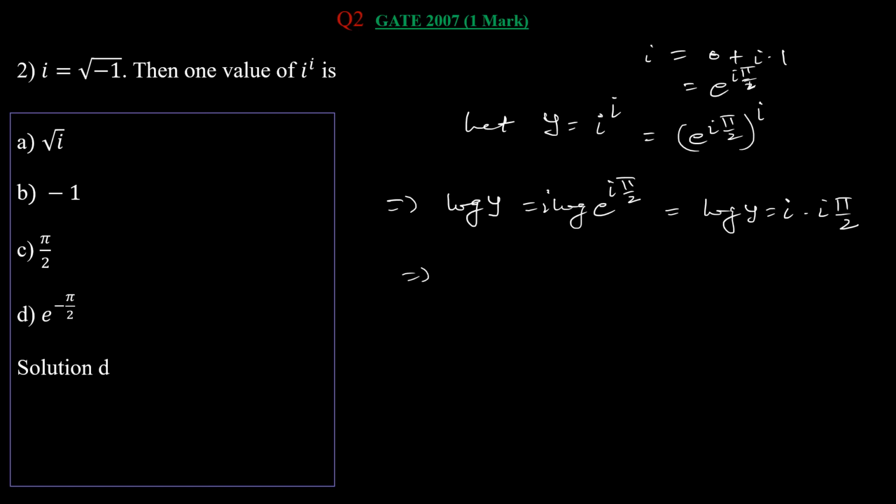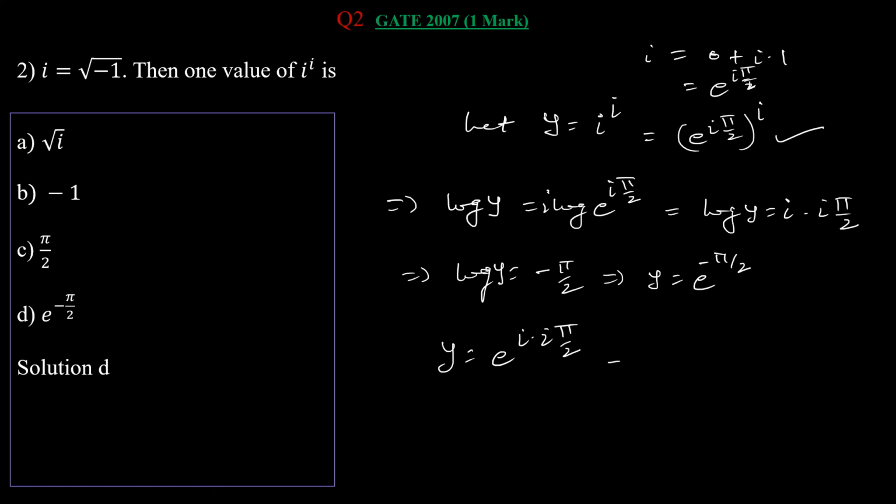So finally it is going to be log y is equals to minus pi by 2, or we can write y is equals to e to the power minus pi by 2. Here also we can check directly: y is equals to e to the power i into i pi by 2. So y is equals to e to the power minus, i square is -1, so minus pi by 2.